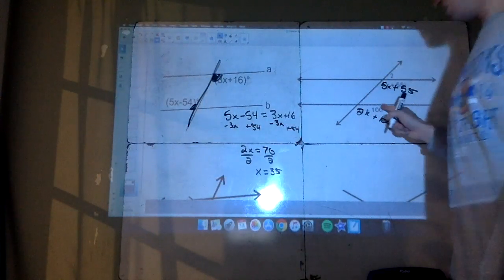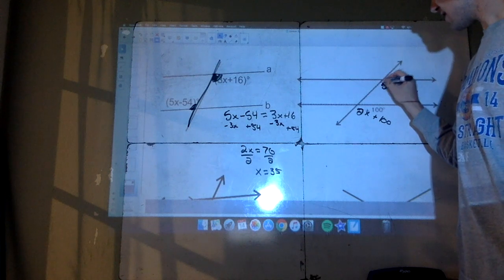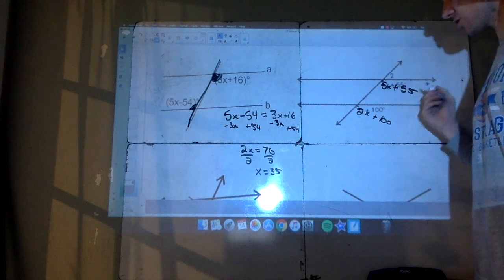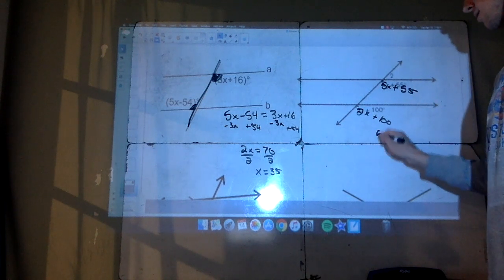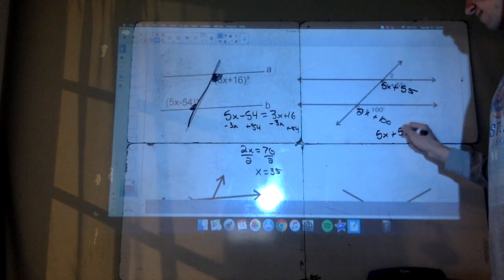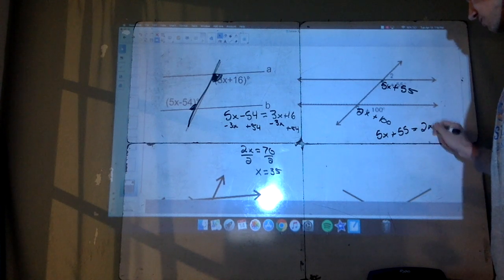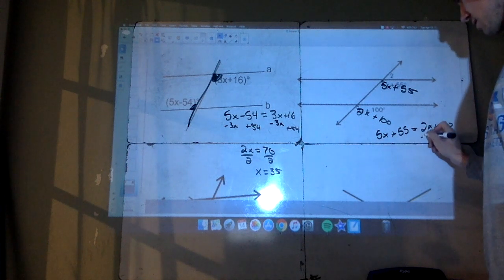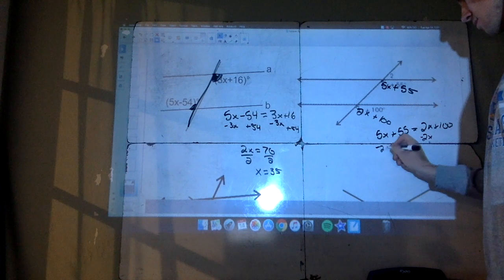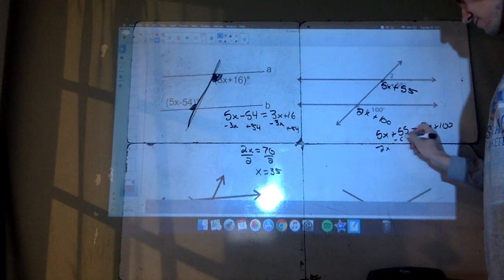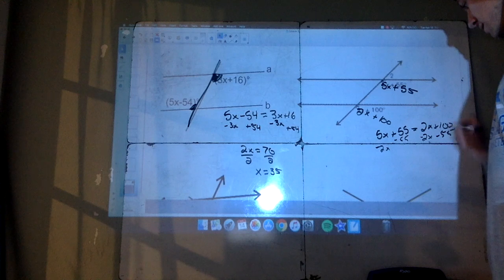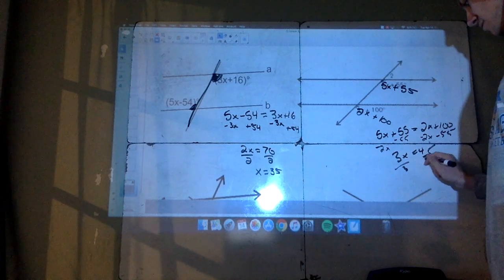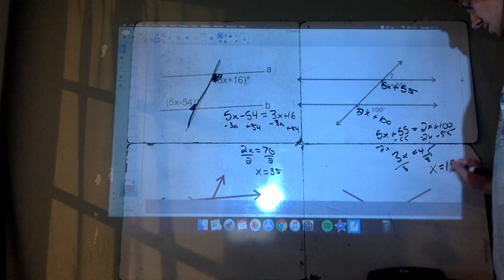On the right over here, if we slide this angle up, it matches up with that other angle. So that means these angles are congruent. So what we're going to write, 5x plus 55 equals 2x plus 100. I'm going to get rid of this 2x to get all the x's to the left side. And then I'm going to get rid of this 55 to get all our units to the right. So we get 3x equals 45. Divide by 3. And you get x equals 15.